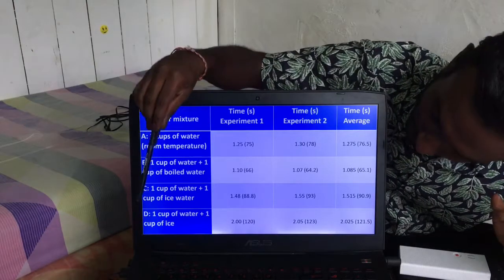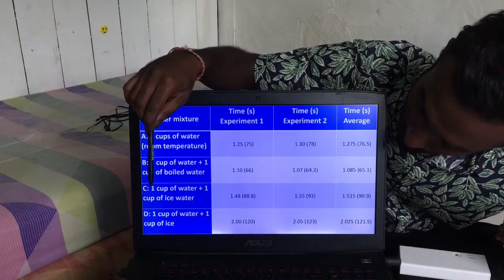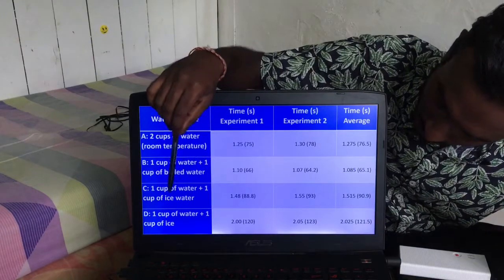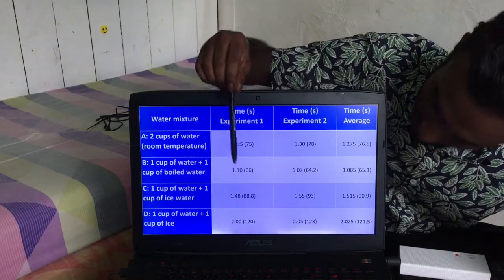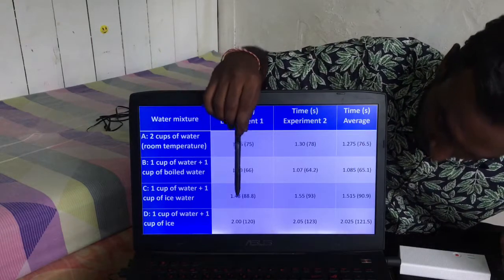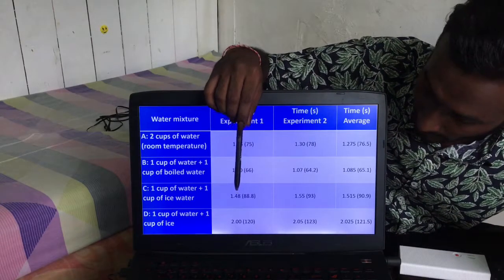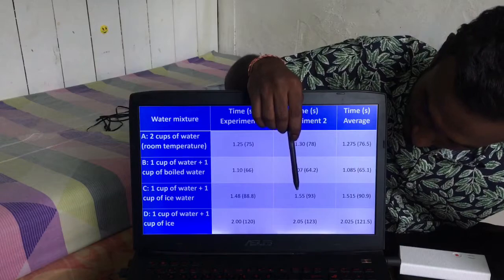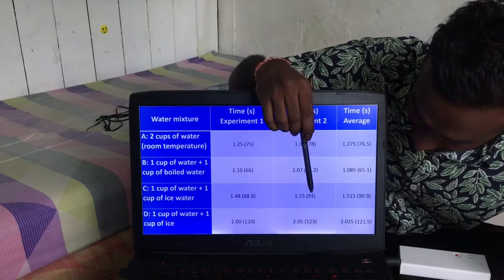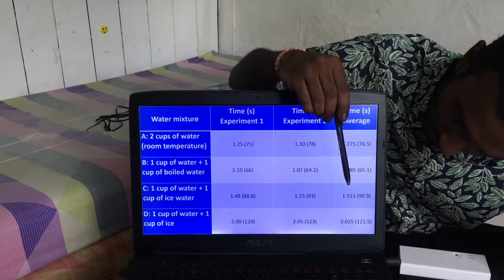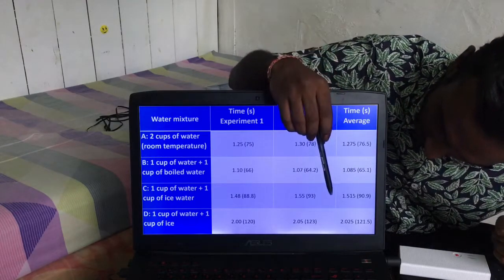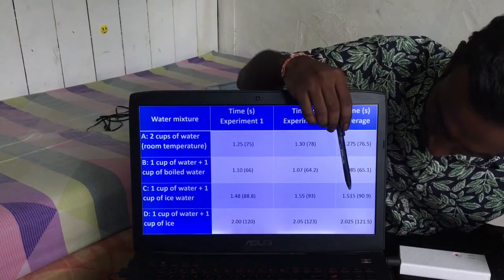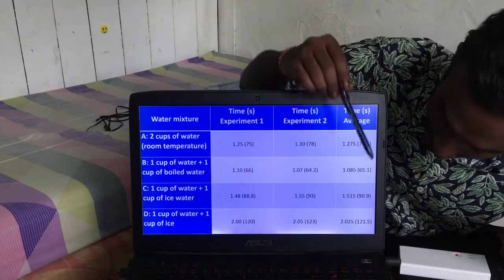For type C, we use a mixture of 1 cup of water plus 1 cup of ice water, like plain ice water. For the first trial, I got 1 minute and 48 seconds, which after conversion is 88.8 seconds. For trial 2, I got 1 minute and 55 seconds, which after conversion was 93 seconds. The average for type C is 1.515 minutes, which after conversion was 90.9 seconds.